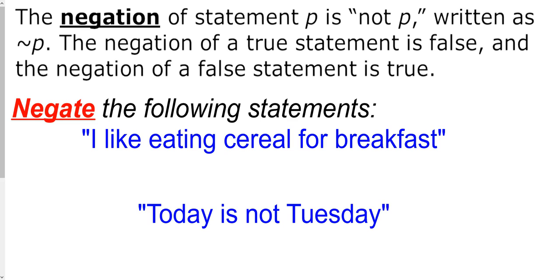Negation of the statement P is not P. It's written with the tilde sign, so that's the way that we'll write it in symbol form, and it simply means to either add the word not or to take away the word not. So the negation of I like eating cereal for breakfast is I don't like eating cereal for breakfast.